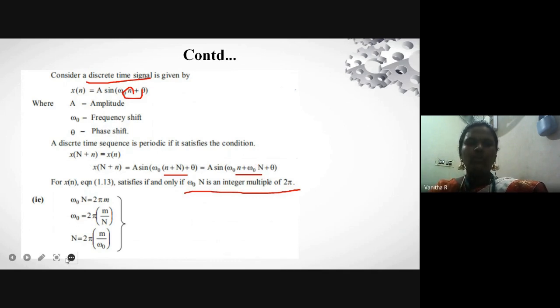So the fundamental period N is equal to 2 pi m by omega naught. From this equation, I am rewriting the capital N equation. The key point you must remember is that omega naught N is an integer multiple of 2 pi. Then only you can say the given signal is a periodic signal. If it is not satisfied, the given signal is an aperiodic signal.